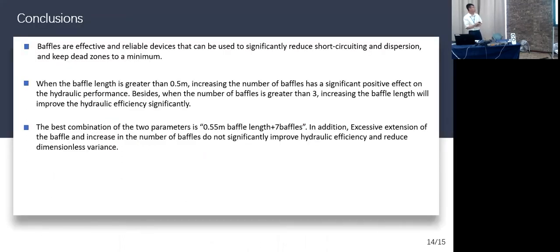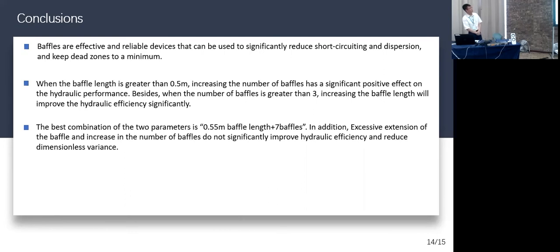These are the main conclusions of my research. First is baffles are effective and reliable devices that can be used to significantly reduce short-circuiting and dispersion and keep the dead zones to a minimum. The second is when the baffle length is greater than 0.5 meters, increasing the number of baffles has a significant positive effect on the hydraulic performance. Besides, when the number of baffles is greater than 3, increasing the baffle length will improve the hydraulic efficiency significantly.